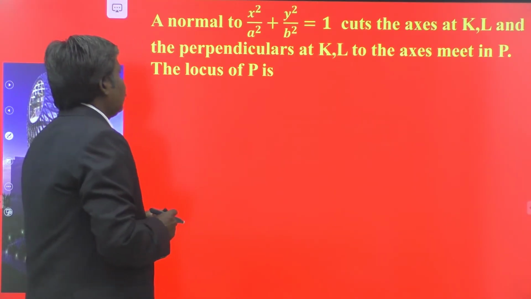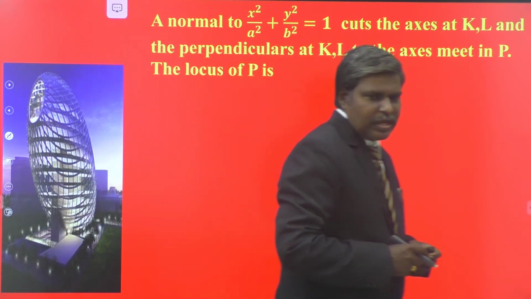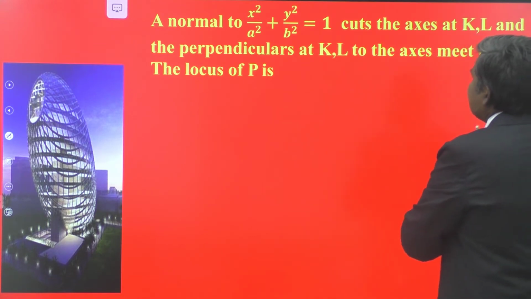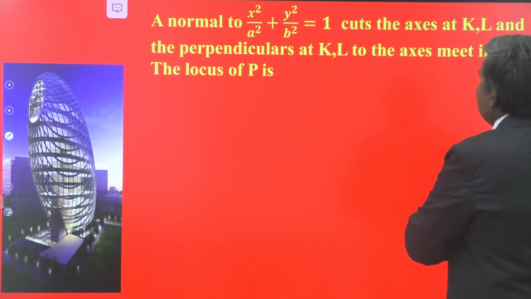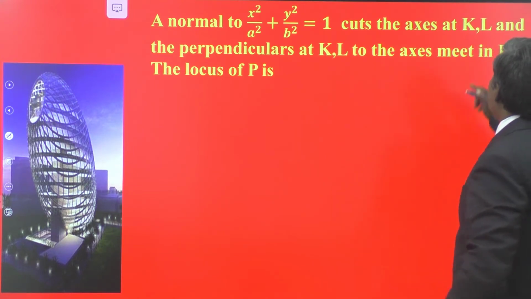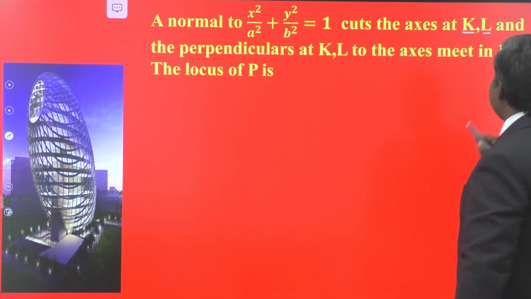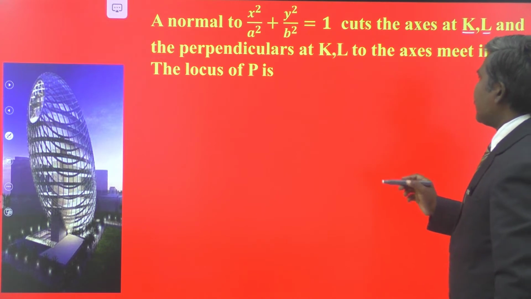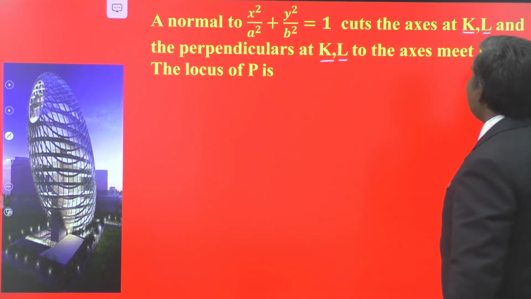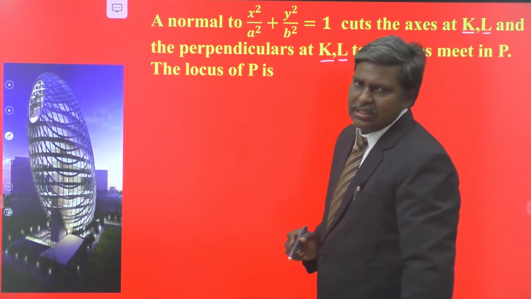This is the question. A normal to x square by a square plus y square by b square equals 1 cuts the axis at K and L. So that normal intersects the coordinate axis at K and L, and the perpendiculars at K comma L to the axis meet in P. Then the locus of P is what?